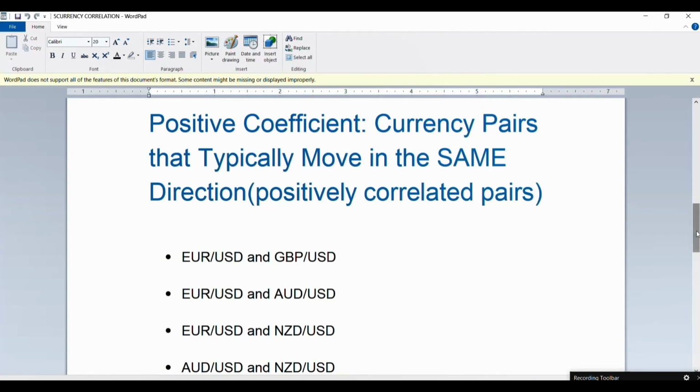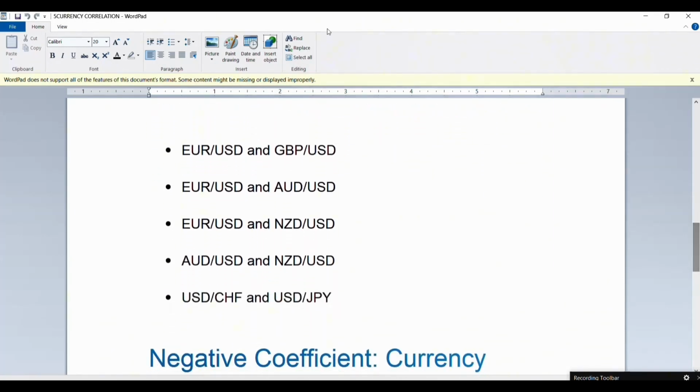Now, currency pairs that move in the same direction, these are the major currency pairs: Euro USD and GBP USD. If Euro USD is buying, GBP USD is going to buy as well. Euro USD and AUD USD. If Euro USD is buying, AUD USD is going to buy as well. Euro USD and NZD USD, AUD USD and NZD USD. If one of them is buying, the other is going to buy as well. USD Swiss and USD JPY. If one of them is buying, the other is going to buy as well.